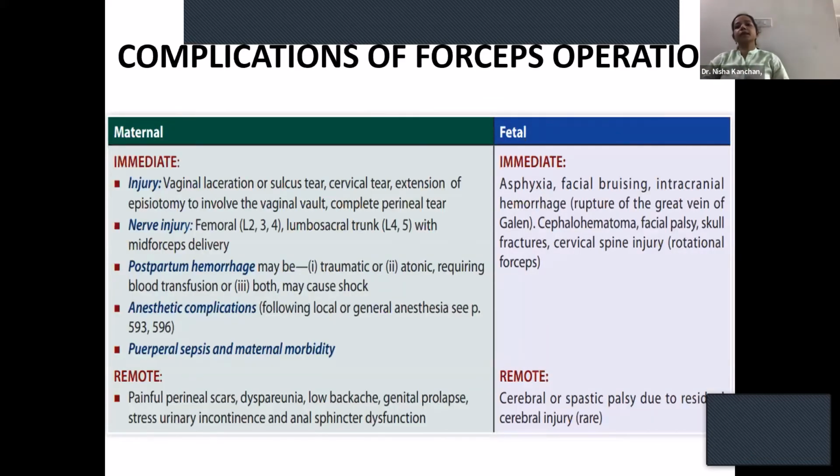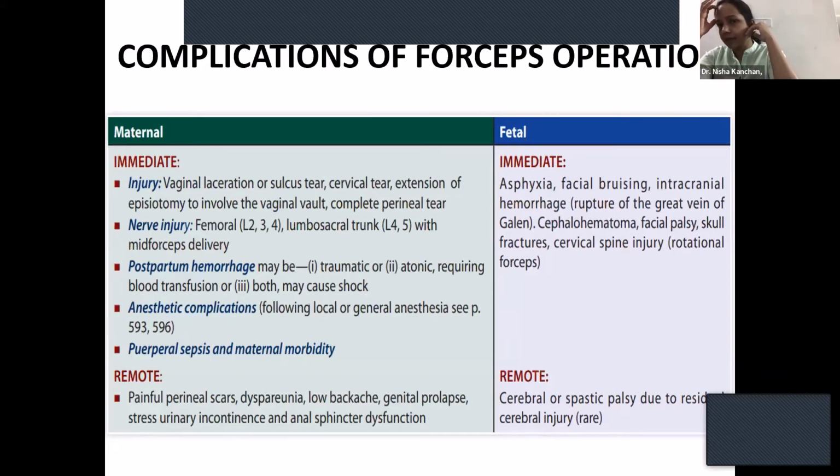So what are the complications? As I told you, compared to vacuum, maternal complications are more. Vacuum, because it is soft and plastic, does not distend the perineum much. So maternal injuries are very less. But the metal forceps, because of deep application into the pelvis, maternal injuries are more common with forceps. Okay. So there can be vaginal laceration. Large tears in the vagina, they can go up to the fornix, very difficult to suture.